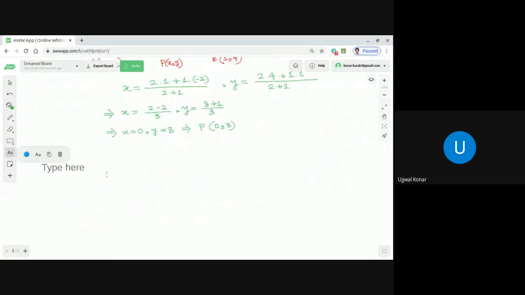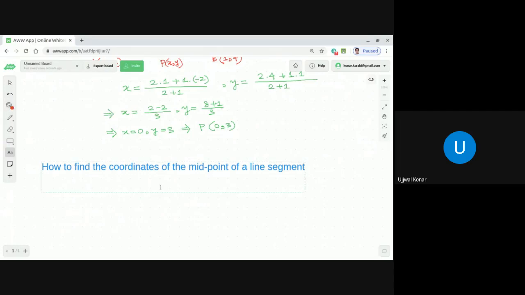How to find the coordinates of the midpoint of a line segment. Let's discuss what is meant by that. Suppose we have a line segment AB. Suppose the coordinate of the point A is (x1, y1), and the coordinate of the point B is (x2, y2). Now we need to find the midpoint. Suppose C is the midpoint of AB, and its coordinate we do not know. Suppose it is (x, y).